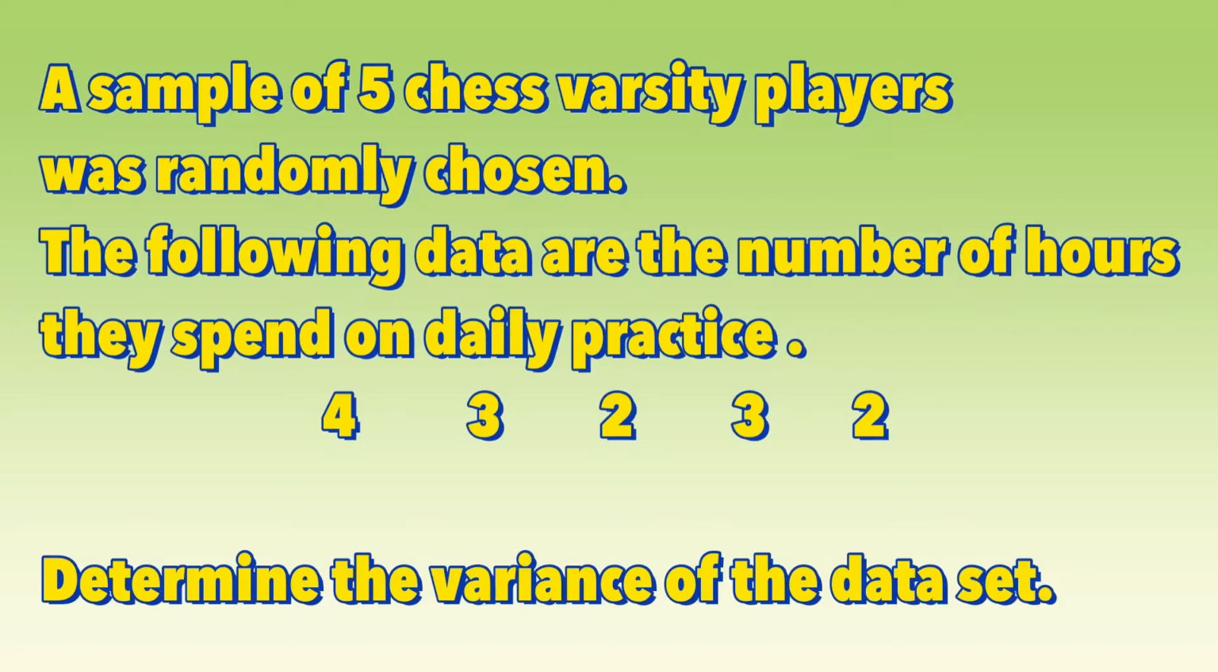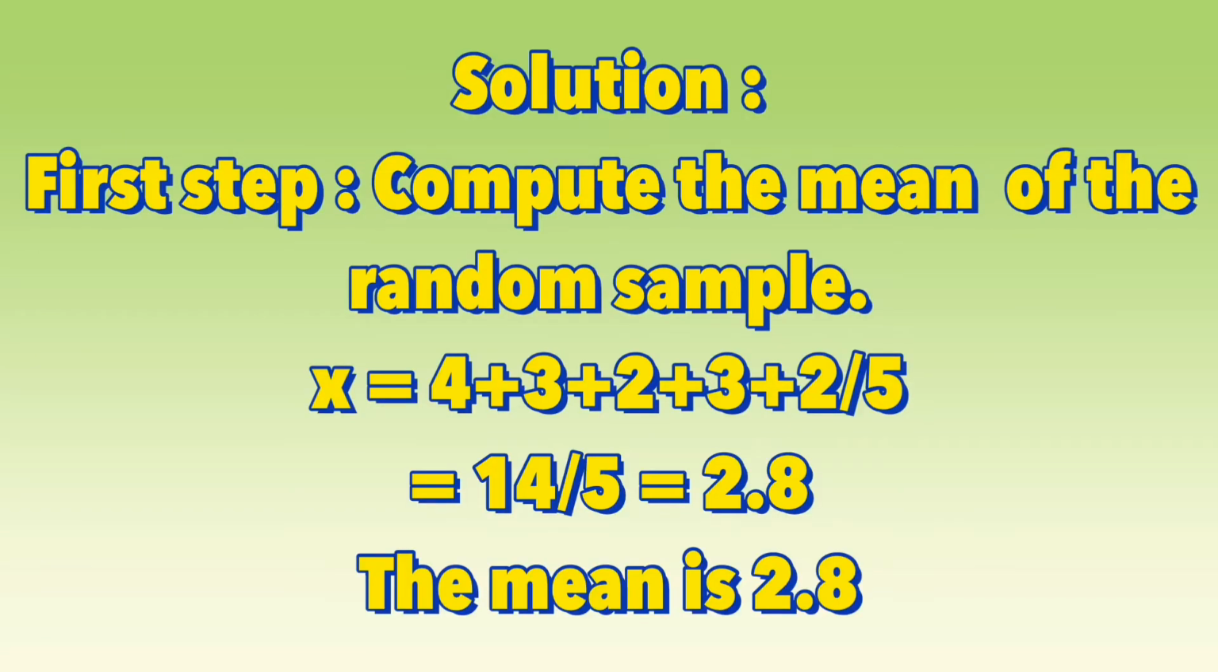Our solution, first step: compute the mean of the random sample. So the random sample is 4, 3, 2, 3, 2, and we're going to add all of it. So we have to use x bar equals 4 plus 3 plus 2 plus 3 plus 2, then divide by the number of samples. Since the number of samples is 5, our denominator is 5. Then our sum is 14 divided by 5 equals 2.8. So the mean is 2.8.